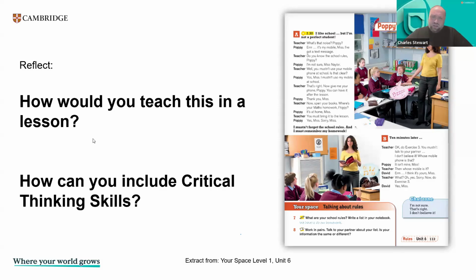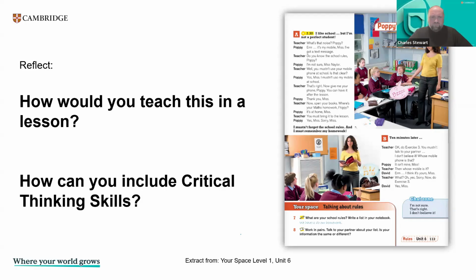With this page, how could you include critical thinking skills? Remember, critical thinking skills are both lower order, the gathering of information, and higher order, which is making sense of the information and reacting to it. So perhaps elicit the rules in our own classroom and then compare them to the text. Good. Any other ideas of how we could include critical thinking skills?